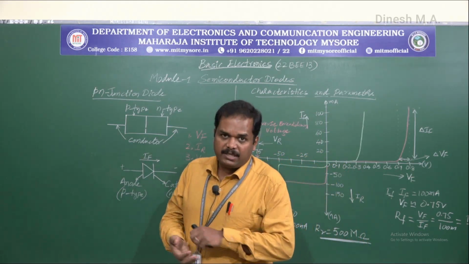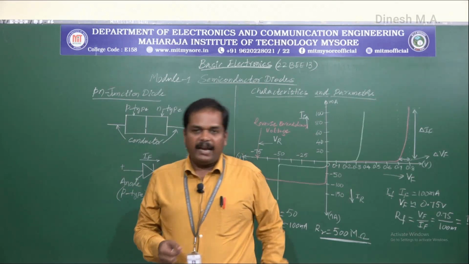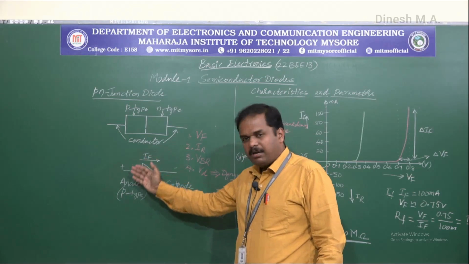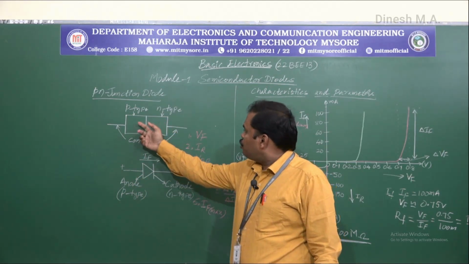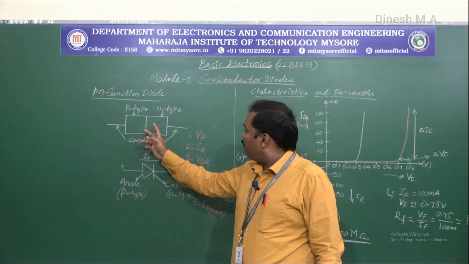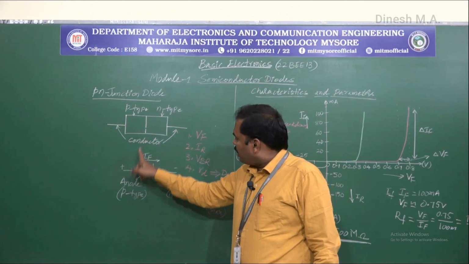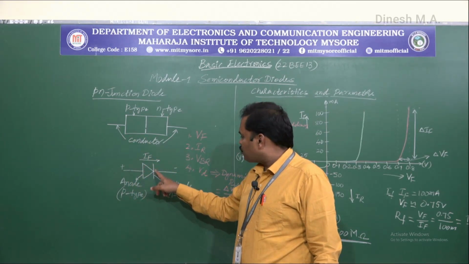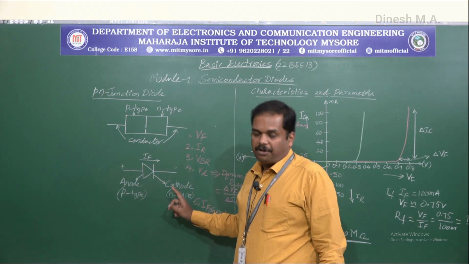So let me summarize today's session. In today's session we have understood what is a diode and how does a diode look like, and the symbol, how do we write the symbol of the diode. So a diode is made up of 2 semiconductor layers. One is P type and another one is N type. In between these two there will be a junction formed, and the terminal associated with the P layer is called as anode terminal, and the terminal associated with the N type layer is called as cathode terminal.